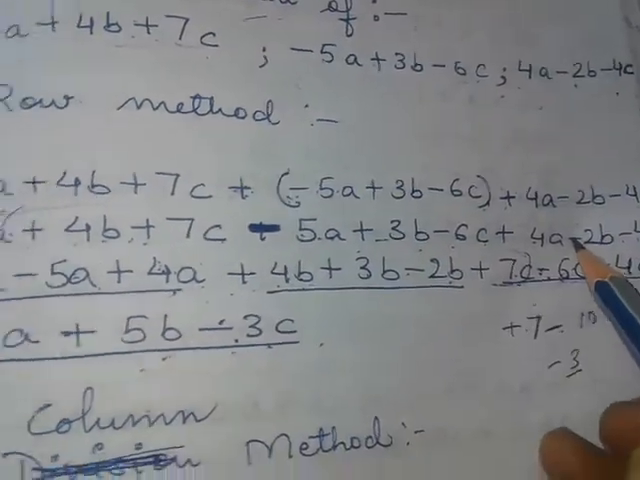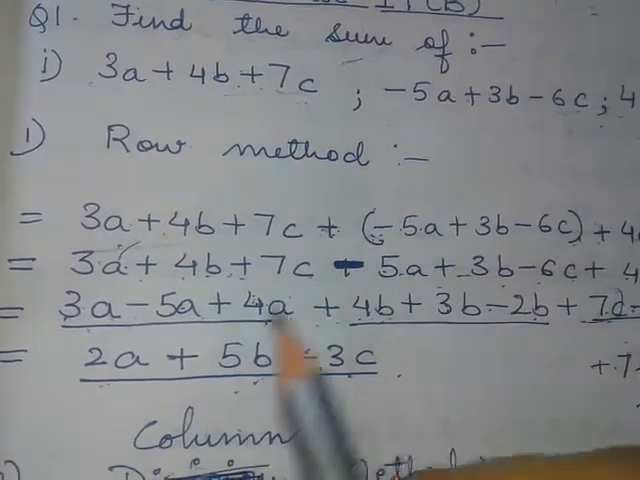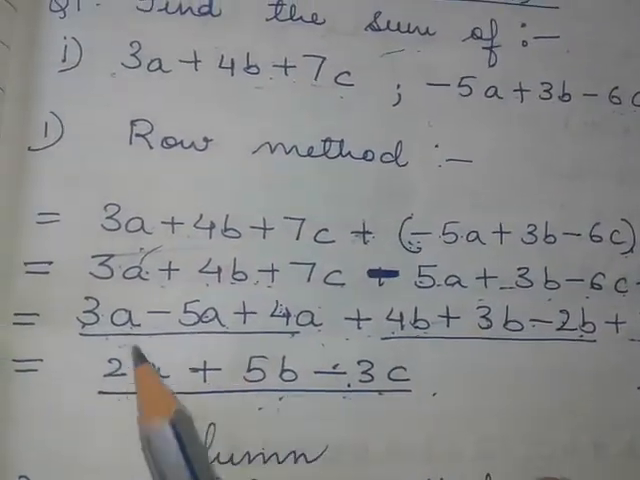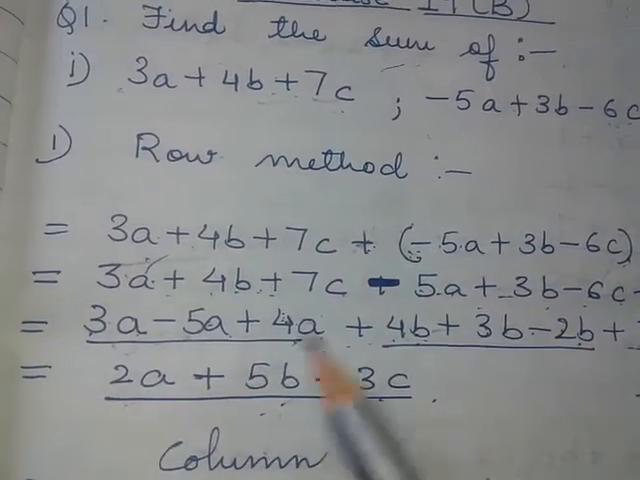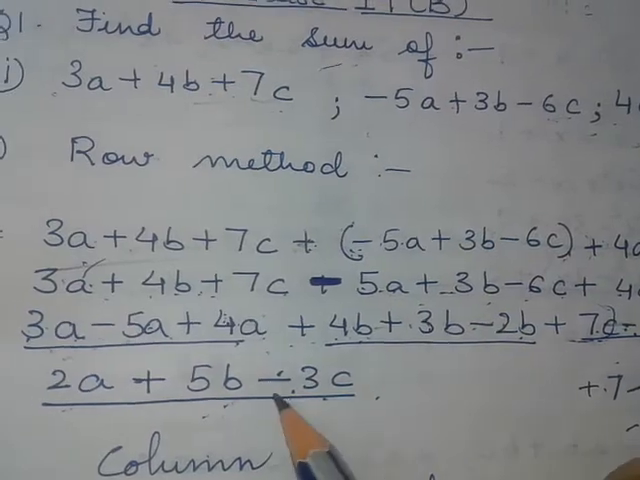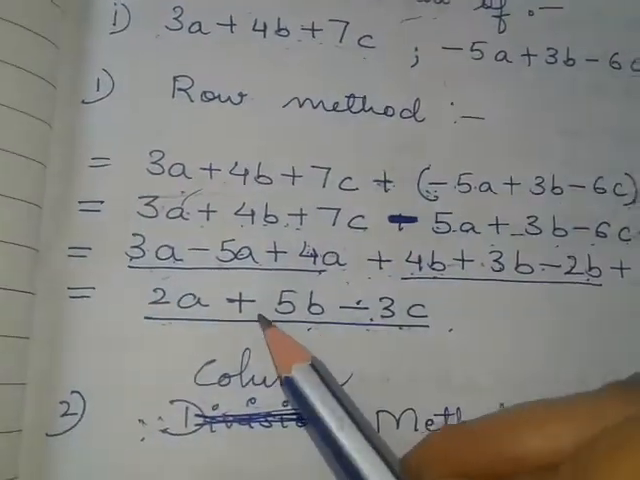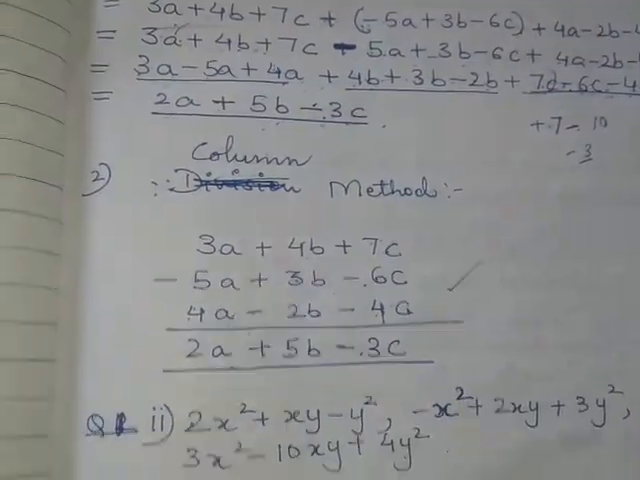So here also copy as it is, then segregate like terms, bring all a, b, see these are all a, these are all b, these are all c, and then do the calculation. So 3 minus 5 minus 2 minus 2 plus 4, 2, 4 plus 3, 7, 7 minus 2, 5, 7 minus 6, 1, 1 minus 4, minus 3. When I say 5, it means plus 5.